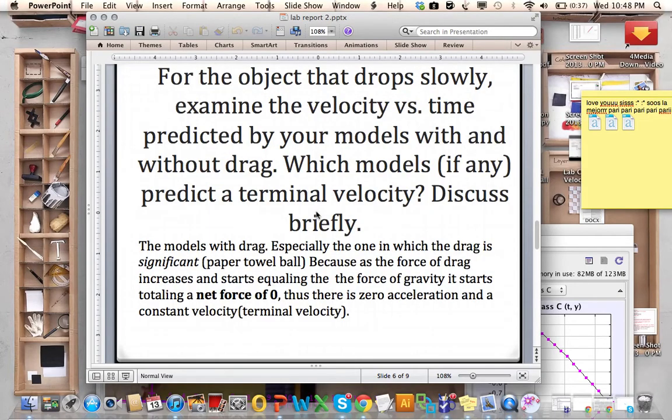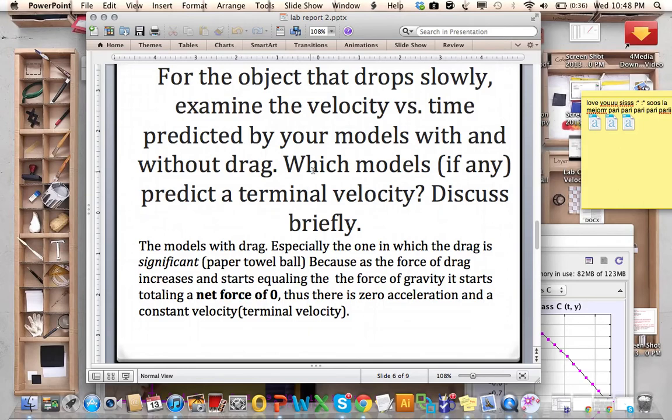And then for the question: for the object that drops slowly, examine the velocity versus time predicted by your model, with and without drag. Which model, if any, predicts the terminal velocity? Discuss briefly. So the models with drag, especially one in which the drag is significant, in this case the object that drops slowly. Because as the force of drag increases and starts equaling the force of gravity, it starts totaling a net force of 0. Thus, there's 0 acceleration and constant velocity, which is a terminal velocity.